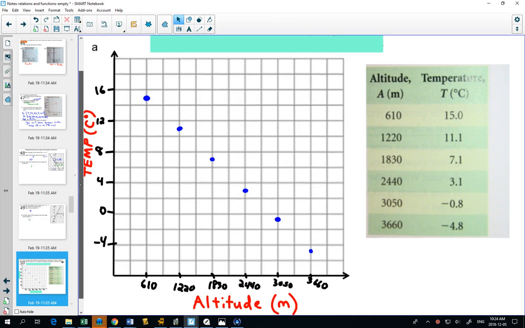So when we draw a graph, we label our x-axis and y-axis with a scale. The scale needs to be the same. You can't change the spacing in between. So I decided to go by 4s along my y-axis, and I decided to go by 610 along my x-axis. Also good to include a title for your graph. Temperature in relation to altitude.